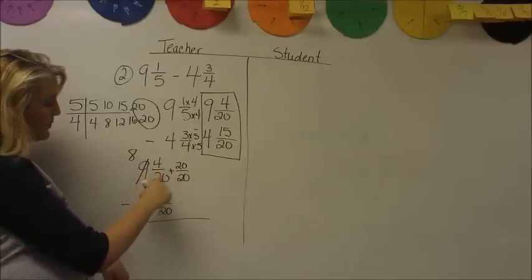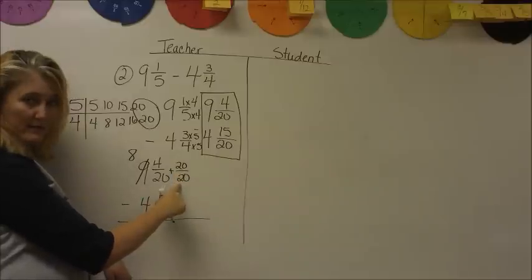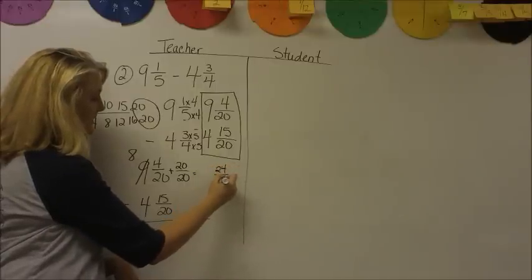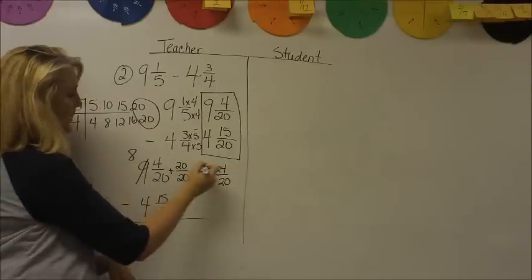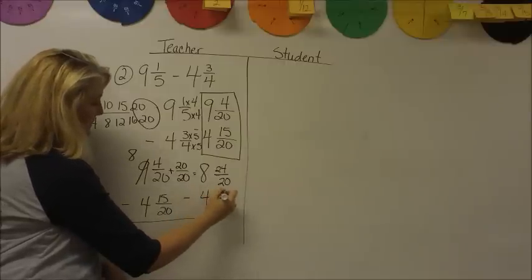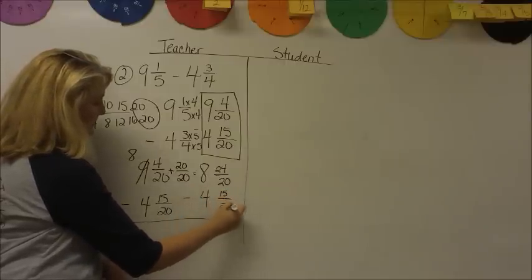Okay? Now, 4/20 plus 20/20 is 24/20. And then bring your whole number over. Minus 4 and 15/20.